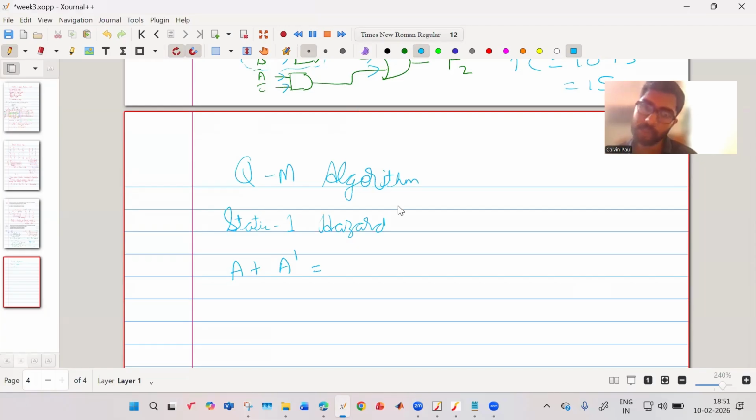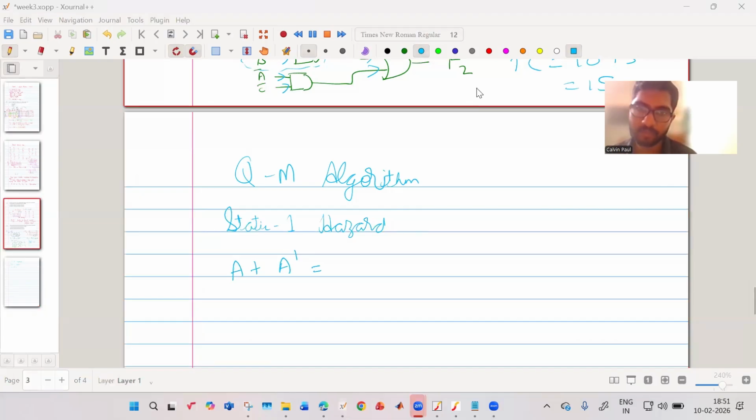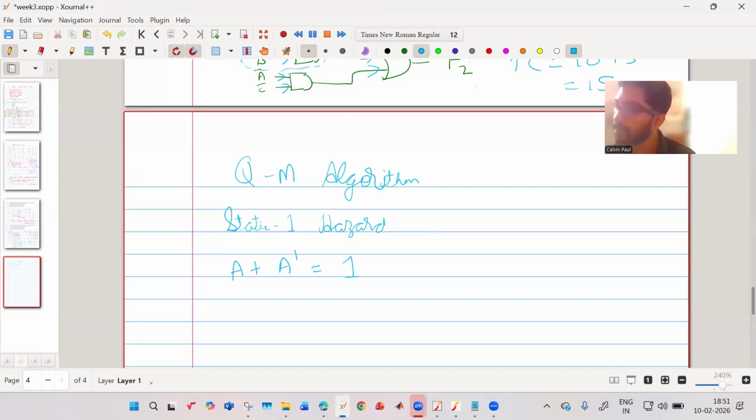Should it be 0? Should it be 1? Should it be equal to A? A plus A prime is 1. Okay, so Basu has told correctly, it is 1. Now, how do you implement this? You must understand that this is a Boolean expression. How do you implement it practically?